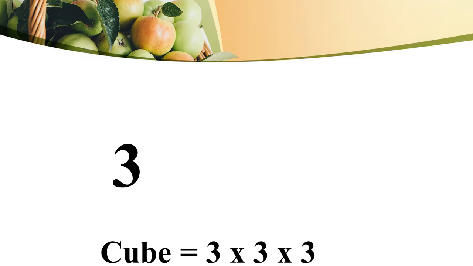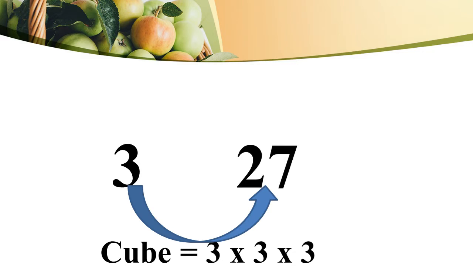Let us see what is cube. A number multiplied by itself 3 times, we get the cube number. Let us find the cube of 3. Cube of 3 is 3 into 3 into 3. We get 27. What is cube root?